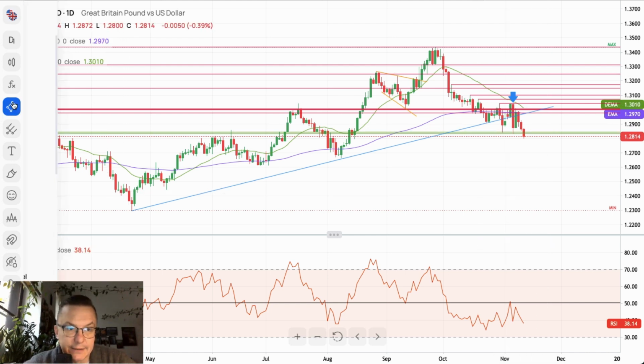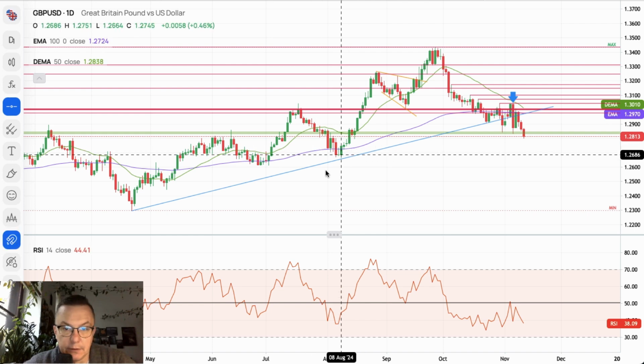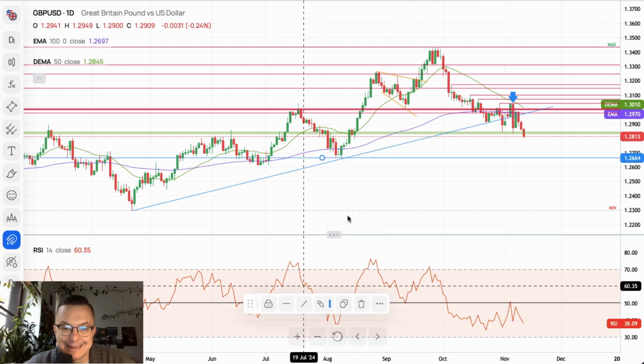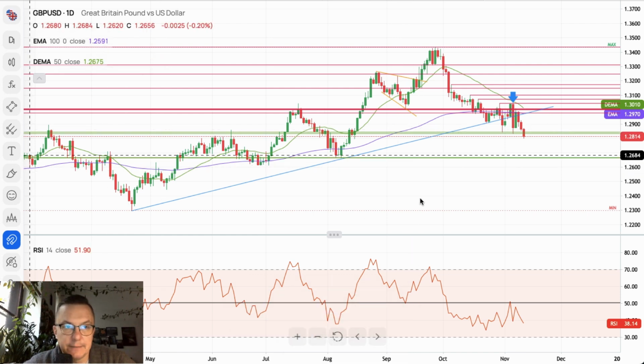Let me just place some reasonable technical support. It looks like this level here, 1.2664, might act as the technical support in the nearest future. So that's the British pound.